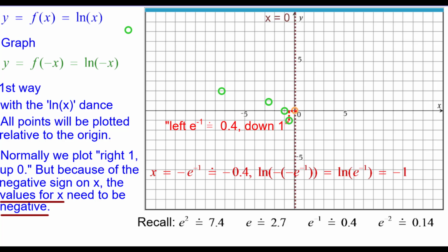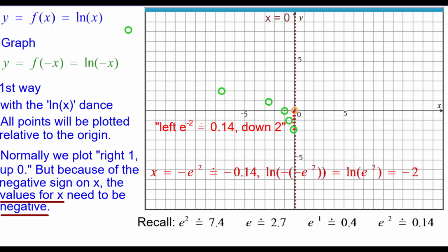Left e to the -1, which is about 0.4, and down 1. When x is negative e to the -1, the natural log of the opposite of that is the natural log of e to the -1, which is -1. All those negative signs, sorry about that. And finally, left e to the -2, which is about 0.14, and down 2. The natural log of the opposite of negative e to the -2 is the natural log of positive e to the -2, which is -2. Again, a lot of negative signs floating around there.